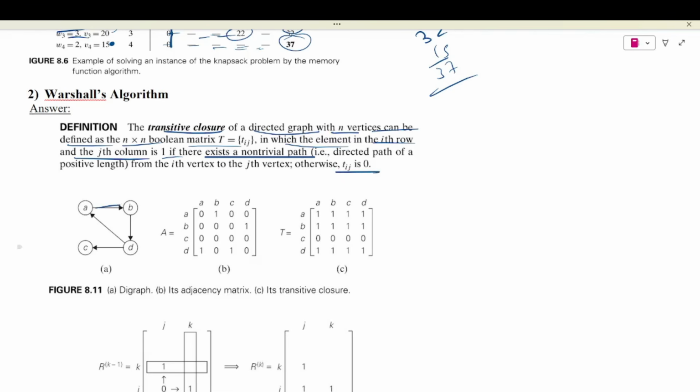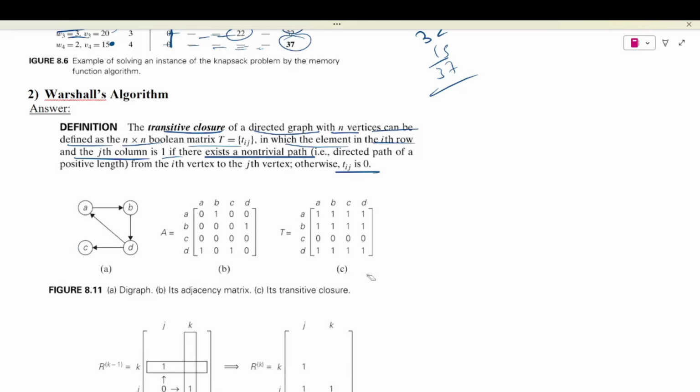You can see here, a to a, b to b, c to c and d to d have no path, so the diagonal is 0. A to b has a path, so you write 1, and b to d has one path, so you write 1. D to c is also there, and d to a is also there, so you write 1 for d to a and d to c. This is the adjacency matrix, and now its transitive closure.